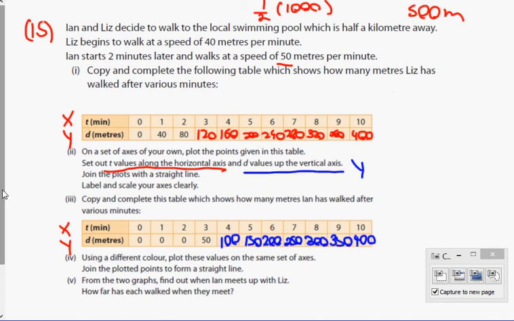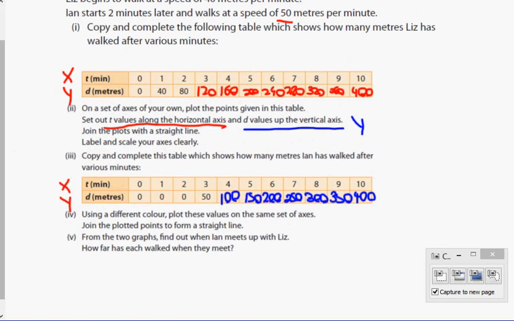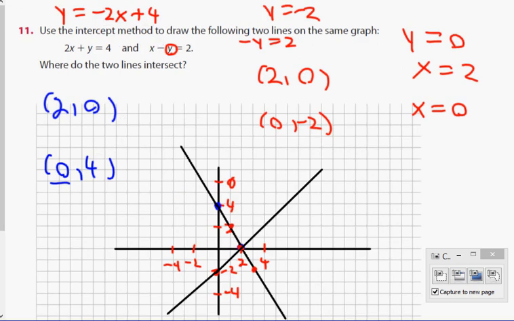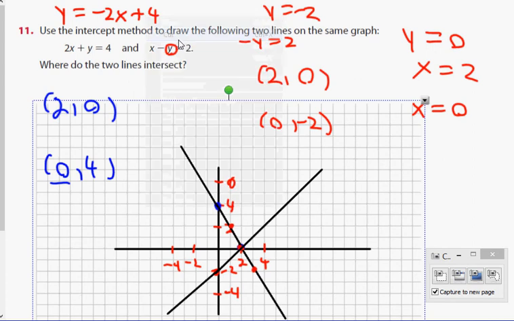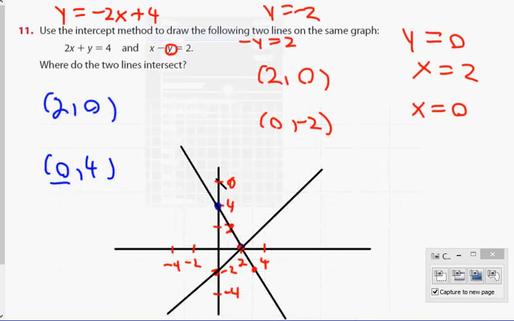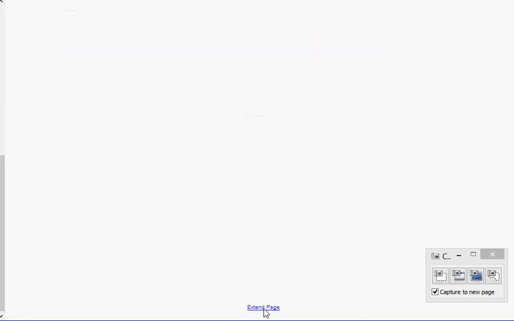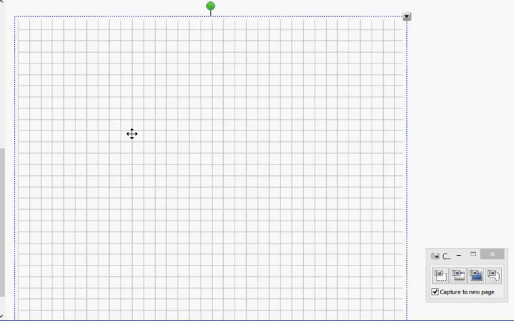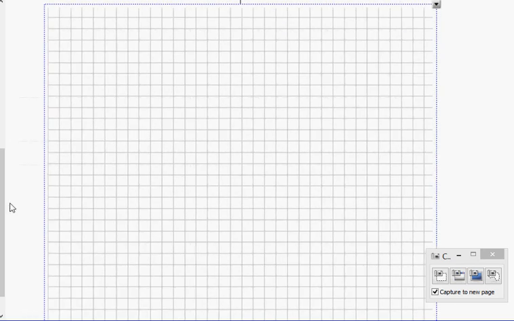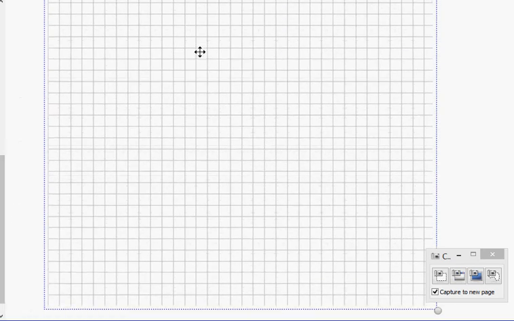Okay. So guys, what we're going to do next is we're going to get our graph paper, and we're going to set out our graph. Now the thing you got to realise about this is there's no negative numbers, is there? Why is there no negative numbers? You can't have negative distance and you can't have negative time.